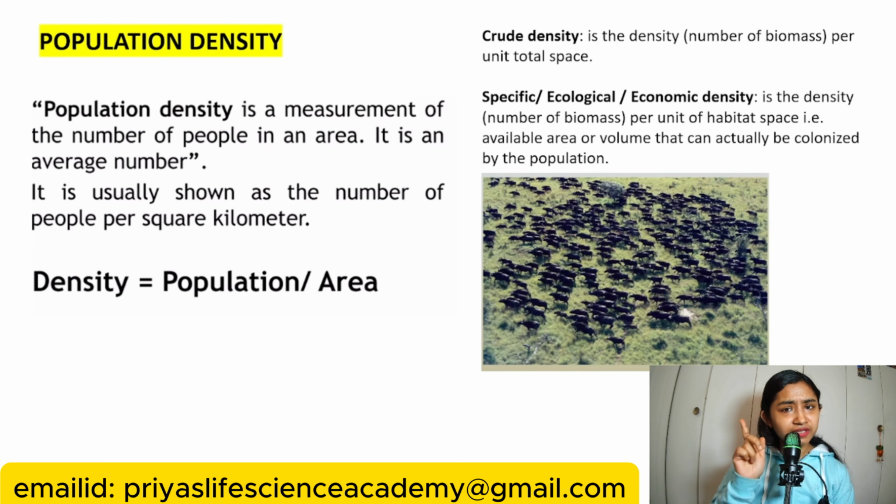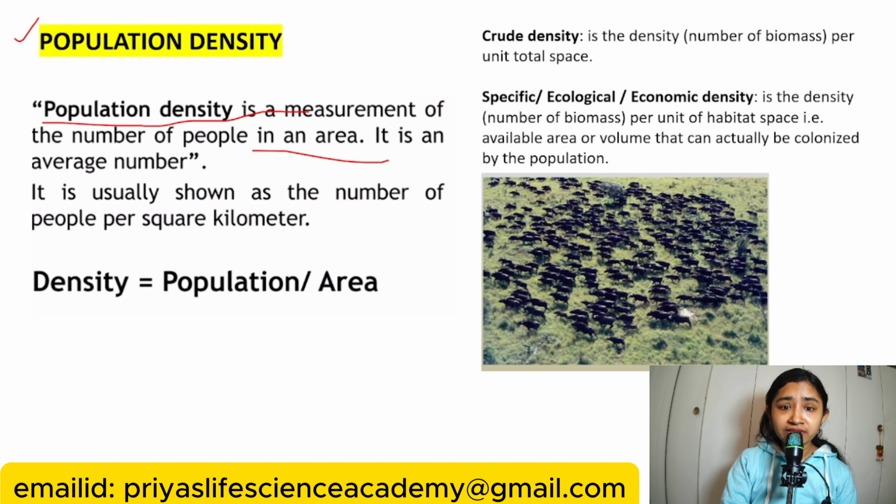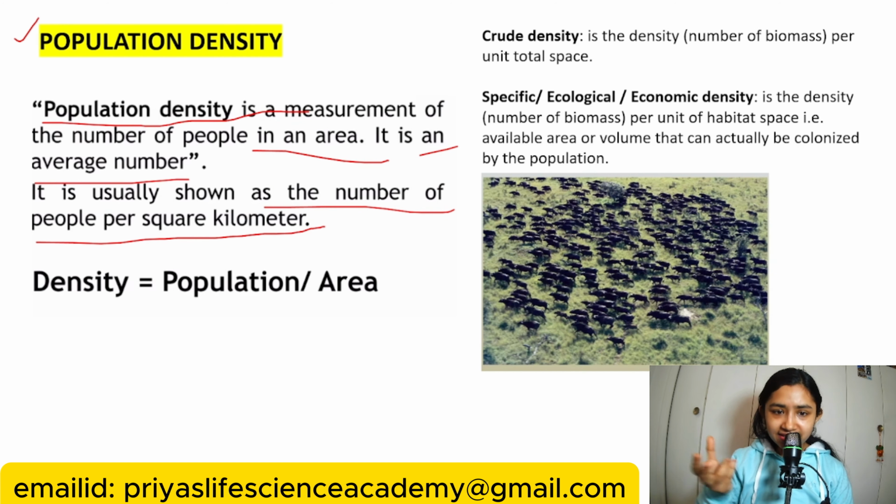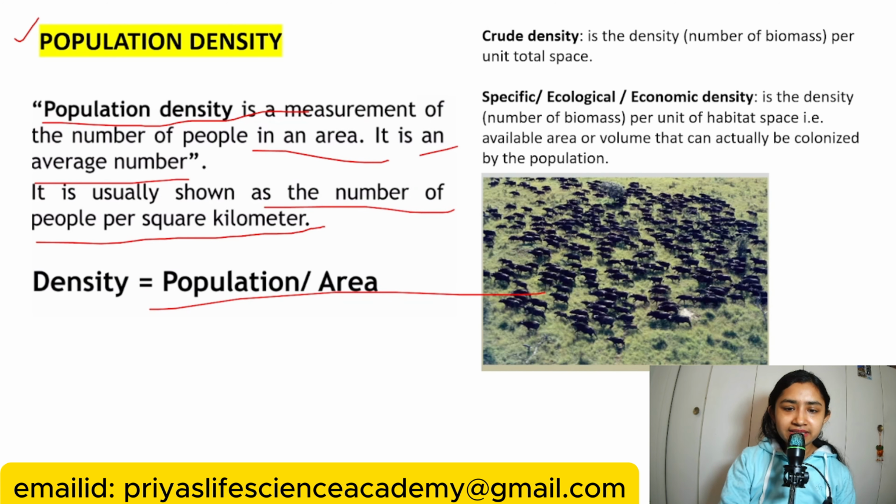Now the second characteristic of population, which is population density. So what is population density? Population density is a measurement of the number of people in an area. It is an average number of people in the area, and it is usually shown as the number of people per square kilometer. So the number of people per square kilometer is the density of the population. So density is equal to population divided by area, that is, number of individuals divided by the area in square kilometers.